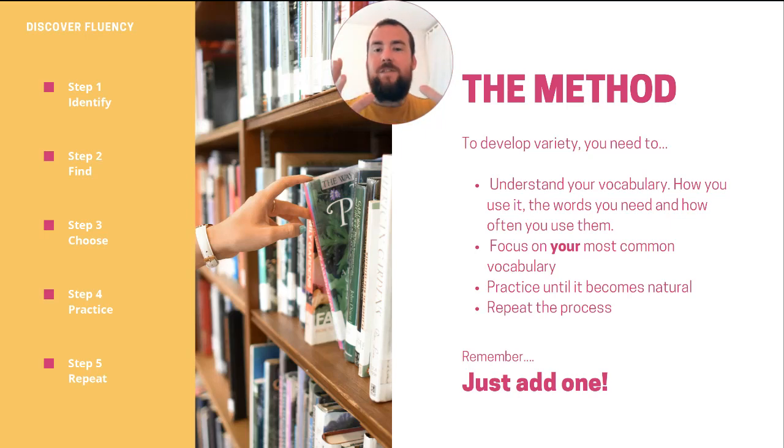Then once we've identified that and I've shown you the process of how you find and add this vocabulary and this variety, you need to practice it. And this is something a lot of people forget, is you have to practice. You have to practice the words you're learning to memorize them so they become natural. That's how you learn everything that you know already. And so part of this process is really about practicing and using it so it becomes comfortable and natural and you don't even think about it.